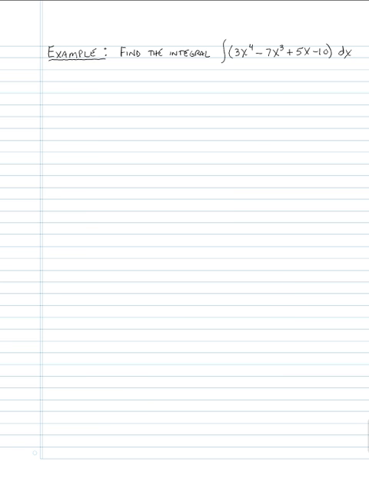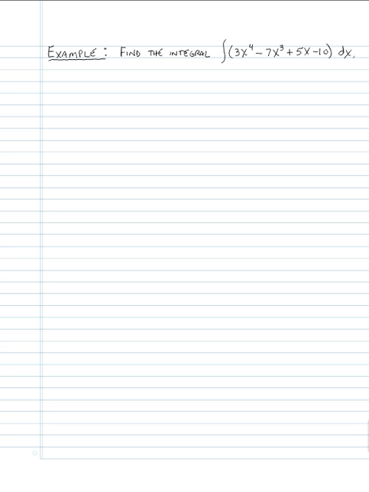Okay, let's look at this example now. You can see it's red. Find the integral of 3x to the fourth minus 7x cubed plus 5x minus 10 with respect to x.